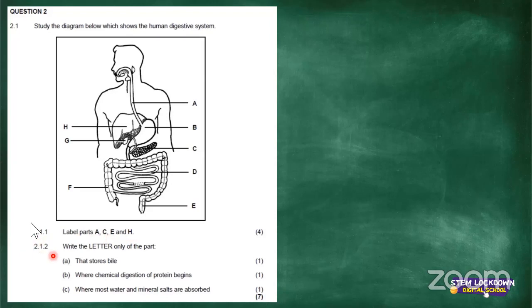2.1.2, write the letter only of the part A that stores bile, B where chemical digestion of protein begins, C where most water and mineral salts are absorbed. So guys, I need you to give me the answers. Just write the answers in the chat box.